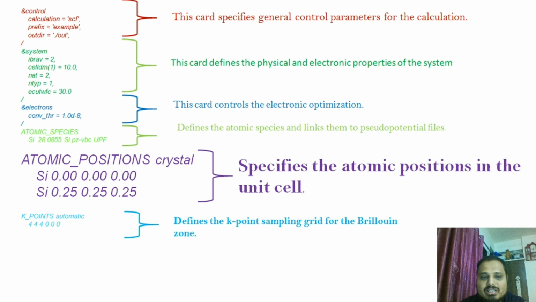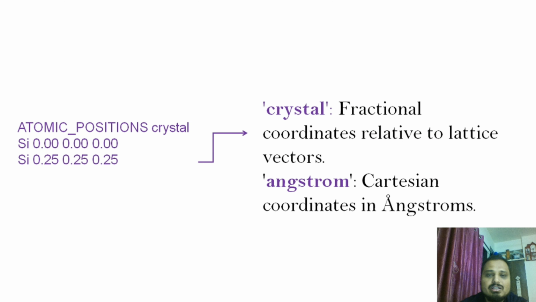Next we have atomic positions. This specifies the atomic positions of your silicon atoms or any structure you are using. Okay, so after the word positions you have to specify the type by which you are specifying the atomic positions. Here it is written crystal, in that case fractional coordinates will be used. If it is written angstrom, in that case Cartesian coordinates are used to specify the atomic position of each atom. Okay, here I have written Si, and these are the fractional coordinates of your first atom and second atom.